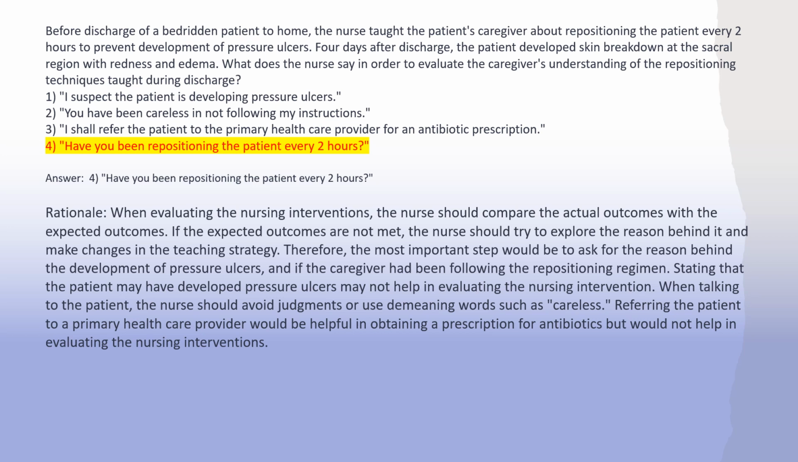Stating that the patient may have developed pressure ulcers may not help in evaluating the nursing intervention. When talking to the patient, the nurse should avoid judgments or use demeaning words such as careless. Referring the patient to a primary health care provider would be helpful in obtaining a prescription for antibiotics, but would not help in evaluating the nursing interventions.